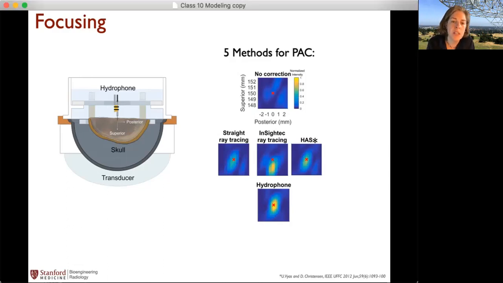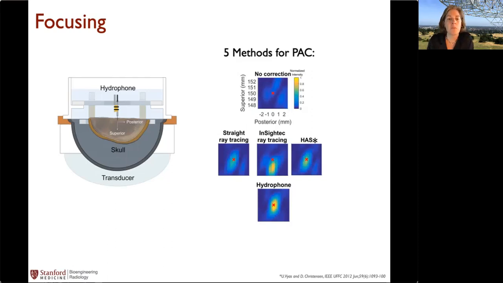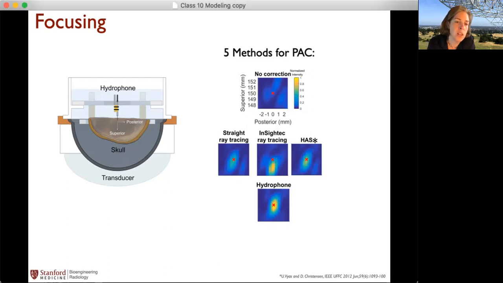And then the last method here is what's called HAZ. This is using a hybrid angular spectrum full beam simulation that I haven't told you about yet. But that's just another method for calculating, for each element, what the phases are through the skull. It's not the simple ray tracing, it uses the full beam simulation. And I can tell you about that right now, but that's just his comparison.